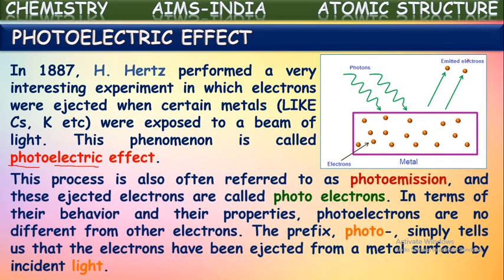They're almost all same. The prefix photo simply tells us that electrons have been ejected from a metal surface by the incidence of light. Yes, as these electrons are ejected by the incidence of light on the metal surface, these electrons are specially called photoelectrons. Other than that, there is no difference between the other electrons and these photoelectrons. This ejection of electrons from the metal surfaces when a certain light is exposed onto this metal surface is called photoelectric effect, and these ejected electrons are called photoelectrons.